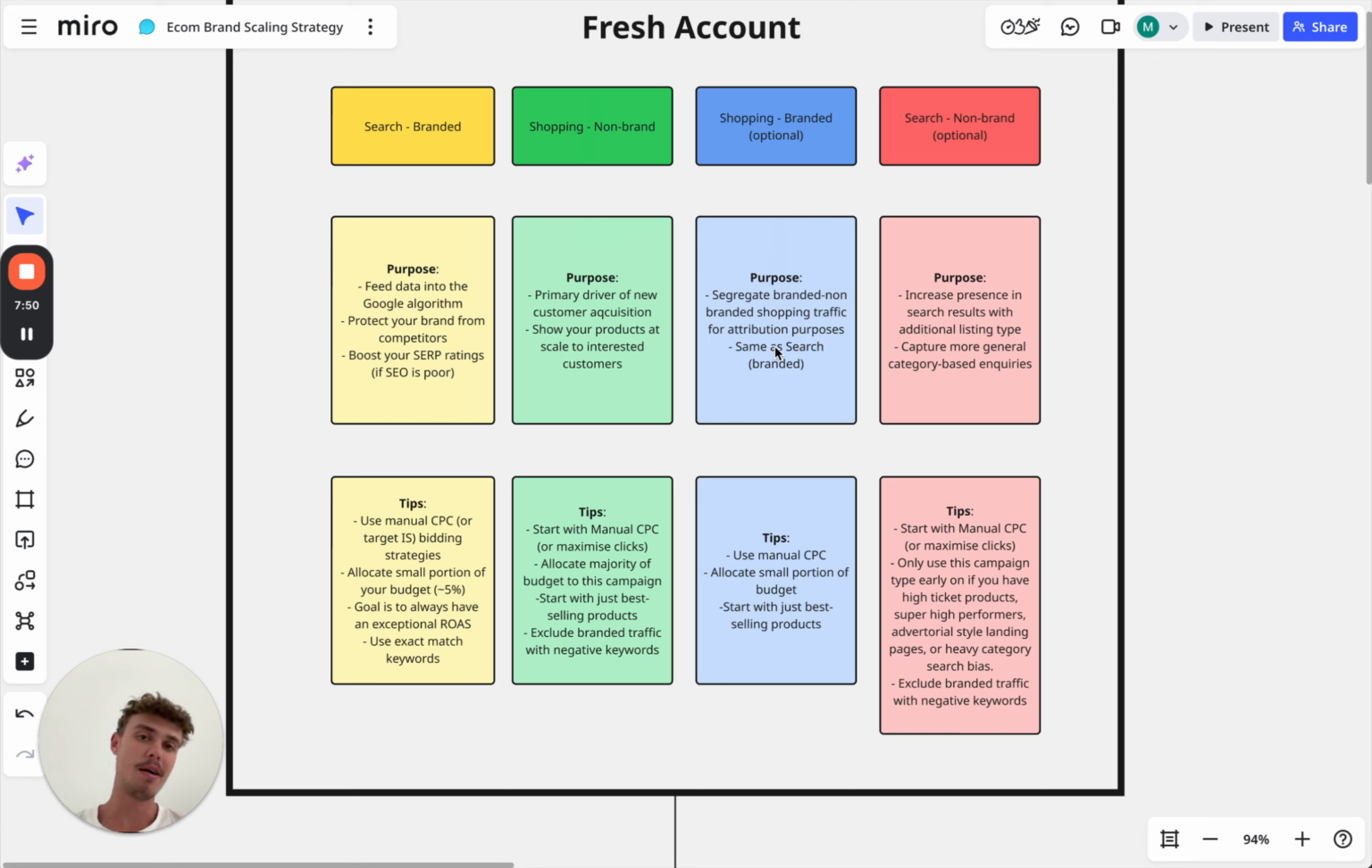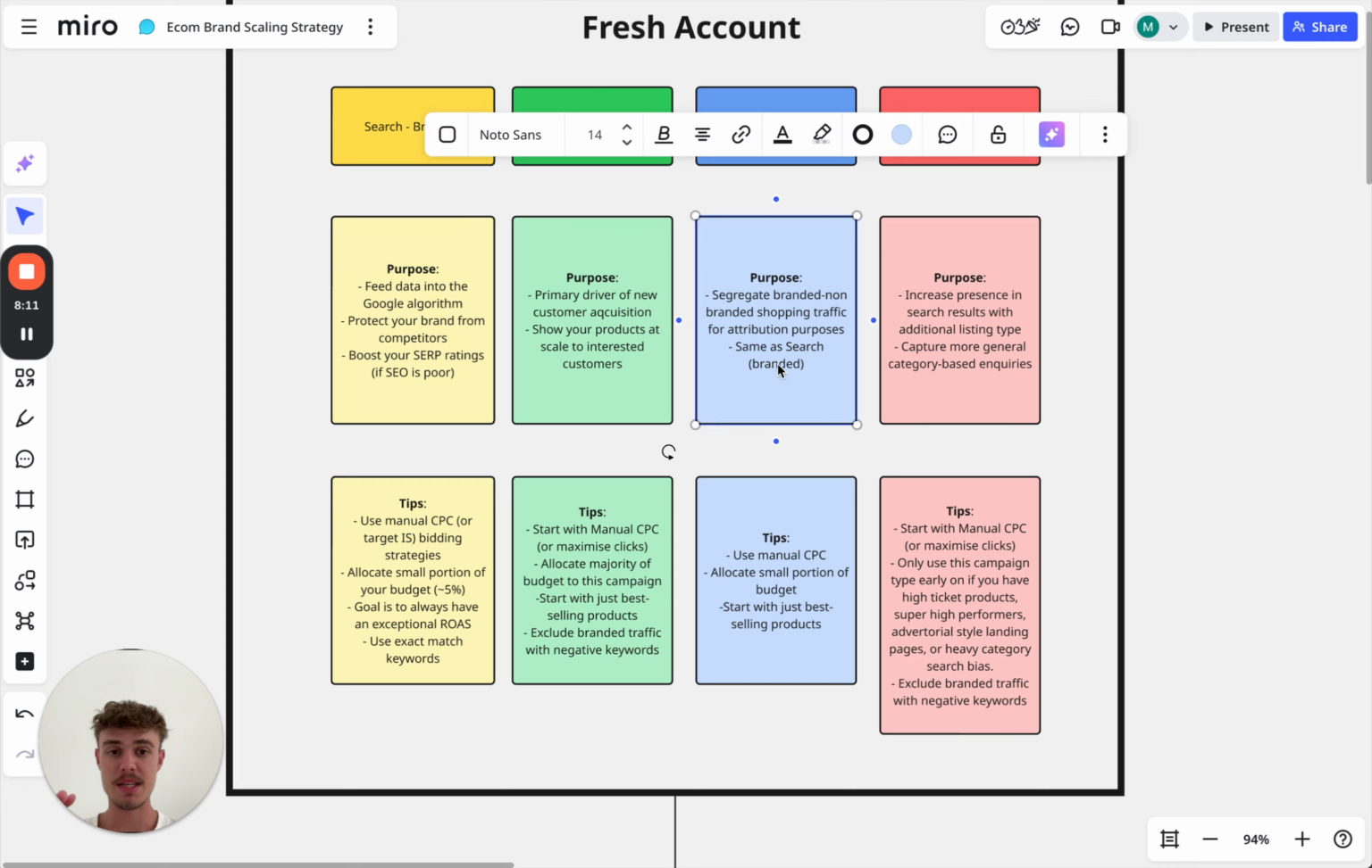So if you have a completely fresh account with a smaller business, you haven't really advertised much before, you'll probably find that you don't really have many people searching for your brand name, so you don't really need to be running a branded shopping campaign because you just won't get any traffic coming through it. It's kind of useless at the beginning if you're not already running on other platforms.